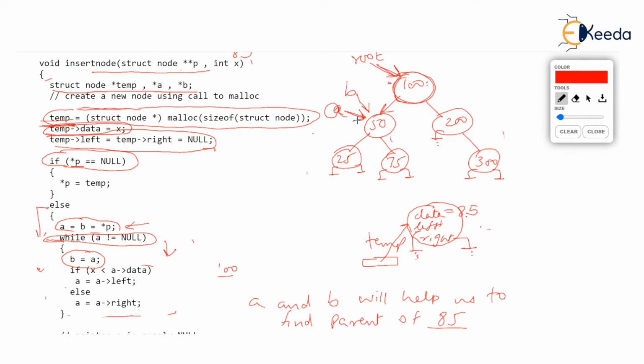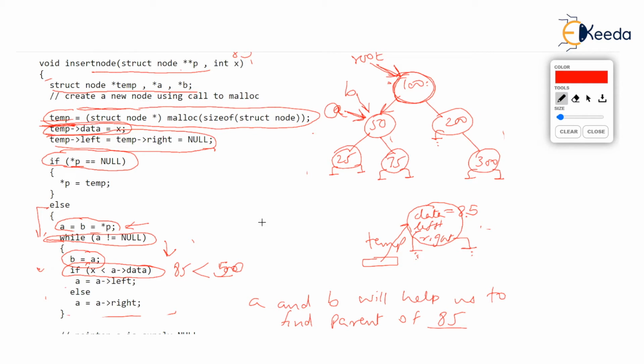Yes, everyone. Now the next if I am marking, I am encircling. The next if is checking if X, remember X is 85, the new value, is less than A arrow data, but A arrow data this time is 50, observe the cursor. A arrow data is 50. And we are asking, is X, that is 85, less than 50? But 85 less than 50 is false.